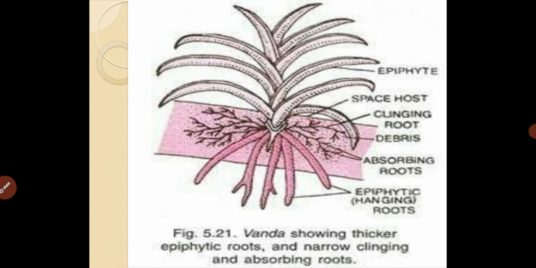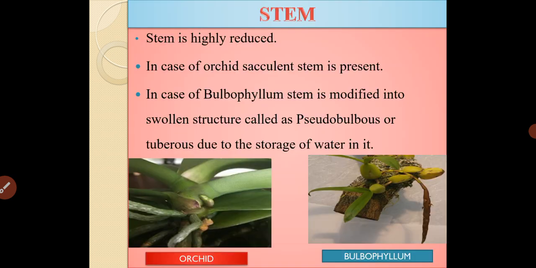This pictorial shows the three types of roots: the absorbing roots, clinging roots, and the hanging or aerial root, which comprises velamen tissue that helps to absorb moisture from the surrounding. The absorbing roots help to absorb nutrients, minerals and water from the host plant. Clinging roots help in attachment.